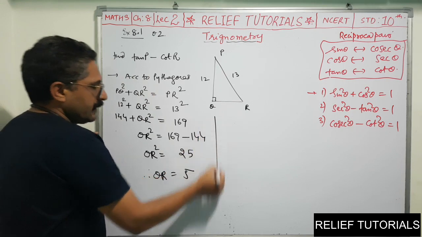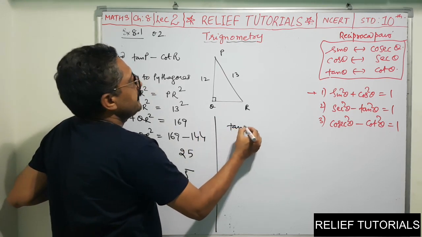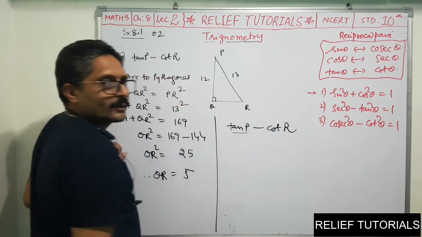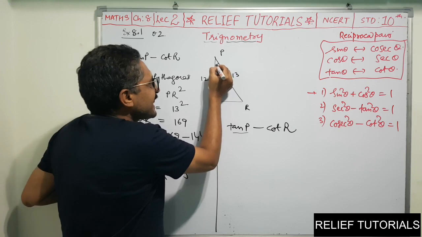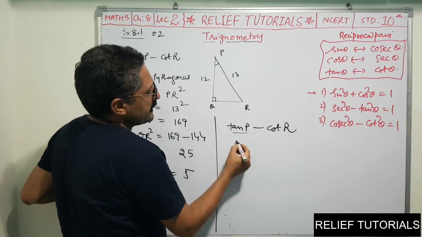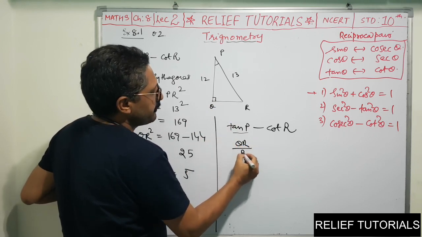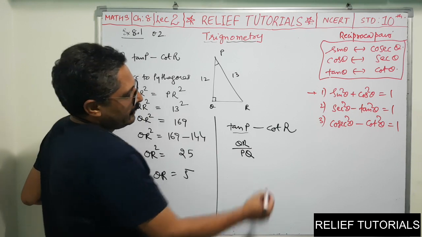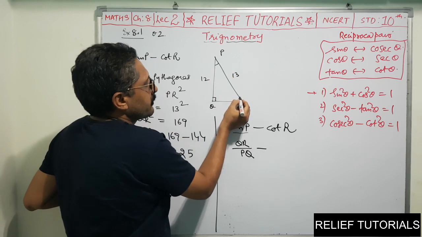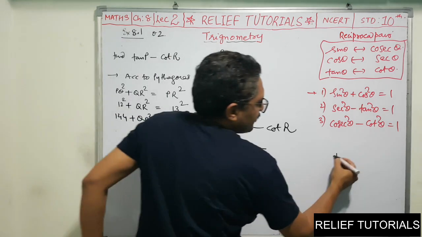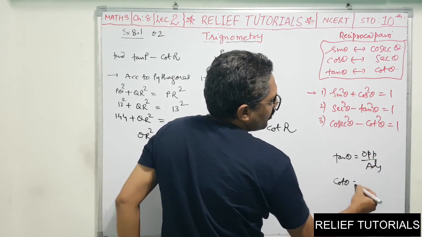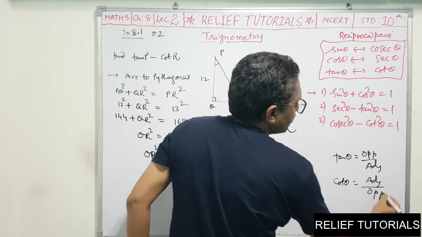Now what we have to find out? We have to find out tan P minus cot R. So tan, you know what tan is. Angle is P. So we consider this angle P. Now tan is opposite upon adjacent. So opposite is QR upon adjacent PQ, minus cot R. For R, we have to consider this angle. Tan is opposite upon adjacent. So cot will be the reciprocal, adjacent upon opposite.